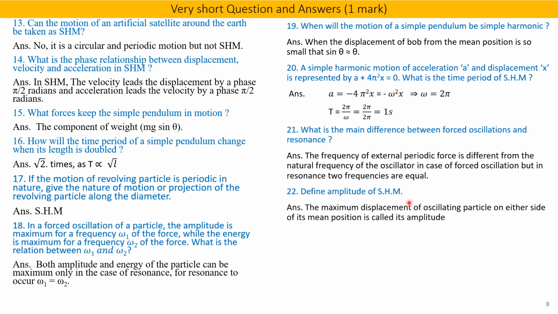Define amplitude of simple harmonic motion. Amplitude is the maximum displacement of the oscillating particle on either side of its mean position.